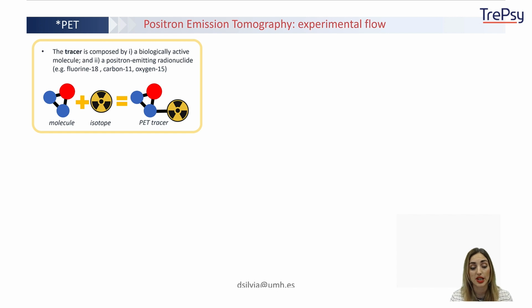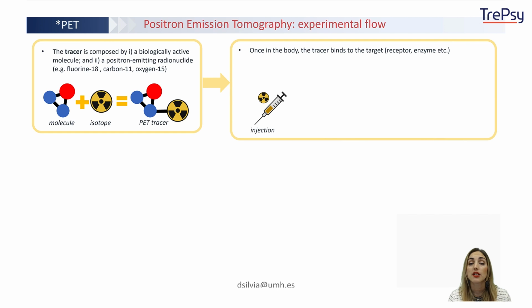As I said before, the tracer is composed of two parts, a biologically active molecule and a positron-emitting radionuclide. Examples are fluorine-18, carbon-11, oxygen-15. The combination of the two makes the PET tracer. The PET tracer is produced locally, close to the PET camera, and then it's injected into the body. And once in the body, the tracer binds to the target, depending on which specific tracer has been chosen: the receptor, the enzyme, etc.